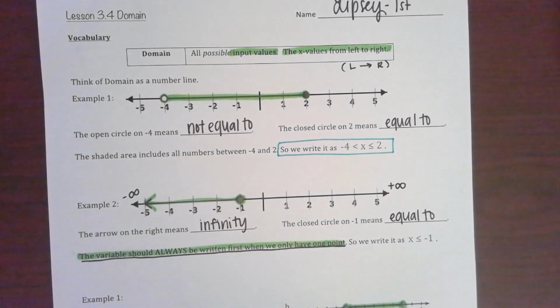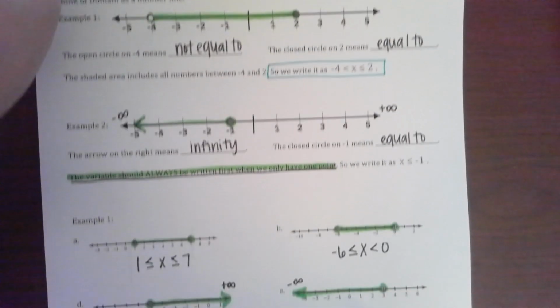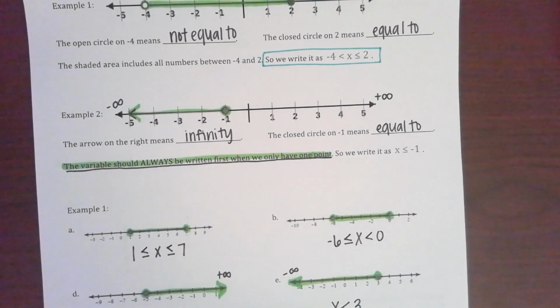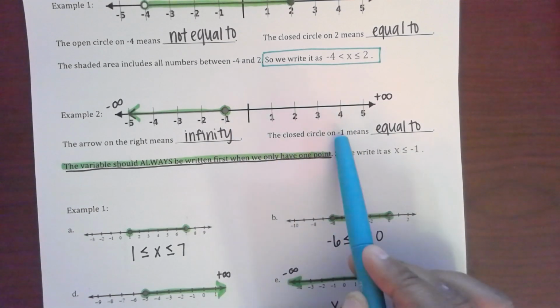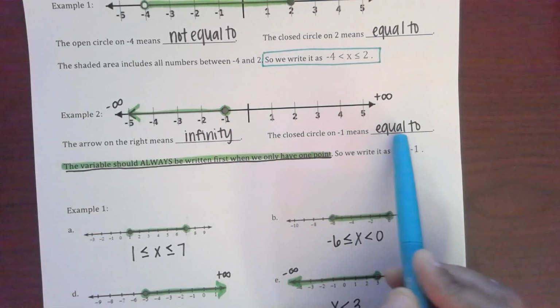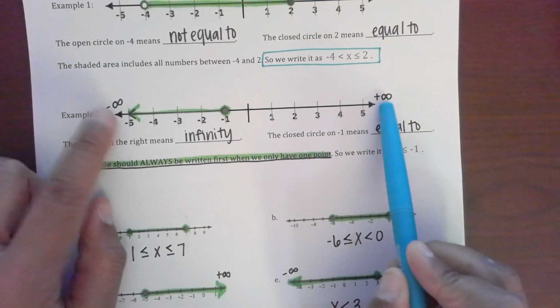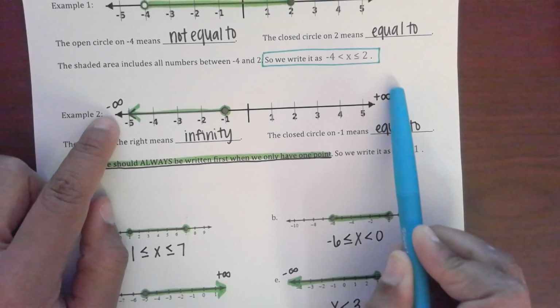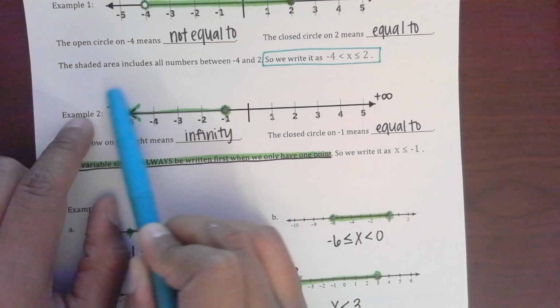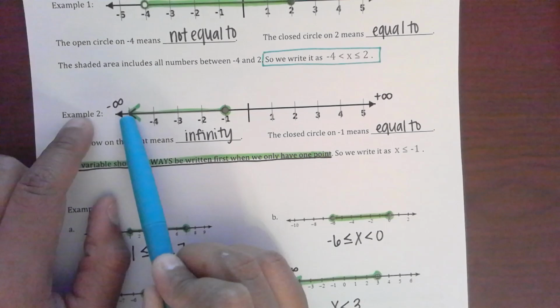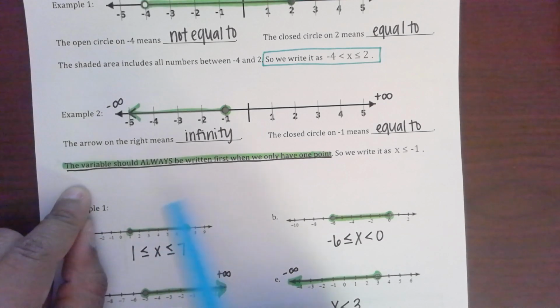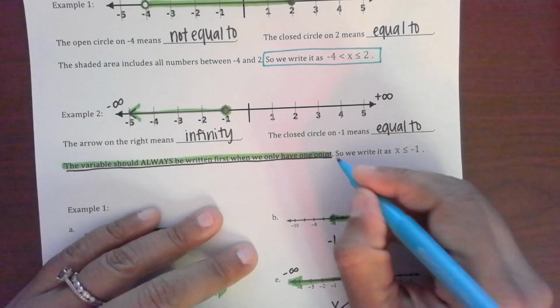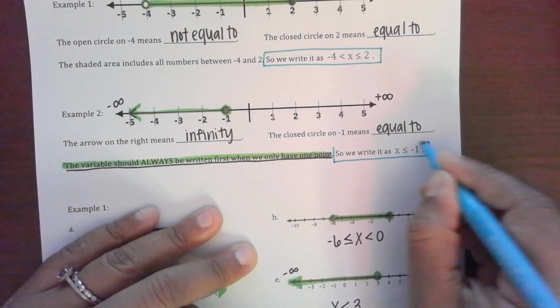Number 2 is dealing with a different type of example where we have one endpoint and an arrow. We still identify the endpoint as open or closed in the number that it is. So it's on -1, a closed circle, which means equal to. But then we have to make note that the arrows at either end are signifying either positive infinity or negative infinity. This arrow is pointing towards negative infinity. So when we only have one point, the variable should be written first, and then since it's pointing in the left direction, that is x less than or equal to -1.